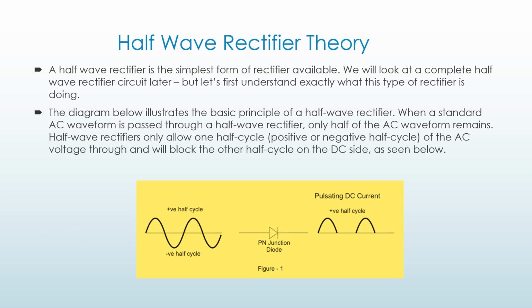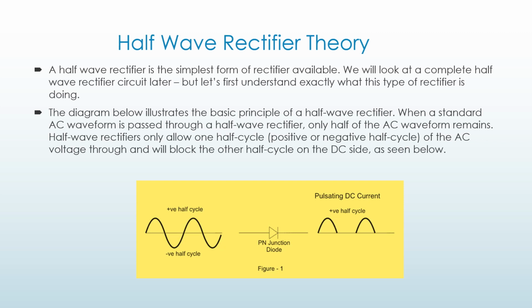Half-wave rectifier theory. A half-wave rectifier is the simplest form of rectifier available. We will look at a complete half-wave rectifier circuit later, but let's first understand exactly what this type of rectifier is doing. The diagram below illustrates the basic principle of a half-wave rectifier. When a standard AC waveform is passed through a half-wave rectifier, only half of the AC waveform remains.